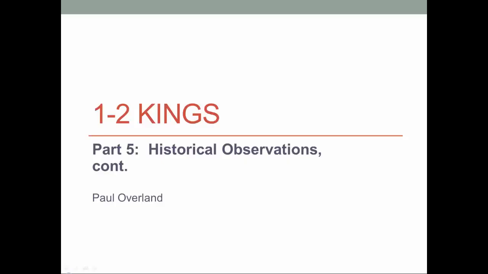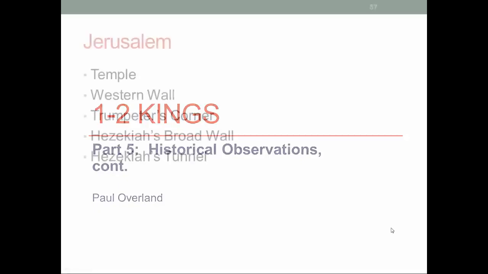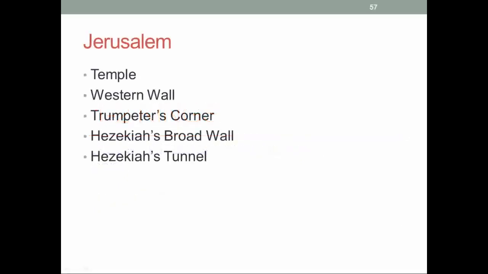This video will continue our study of the scenes and artifacts with pertinence to 1st and 2nd Kings. We'll concentrate especially on the city of Jerusalem, looking at various aspects of the temple, including its western wall and the trumpeter's corner located within the temple. Then we'll turn our attention to Hezekiah's broad wall and Hezekiah's tunnel.